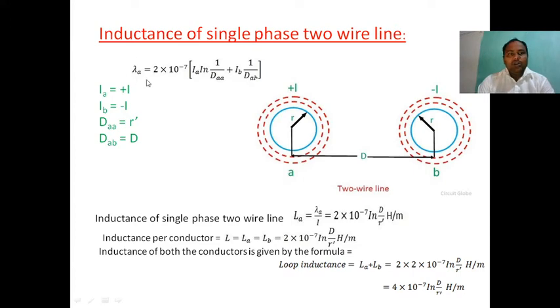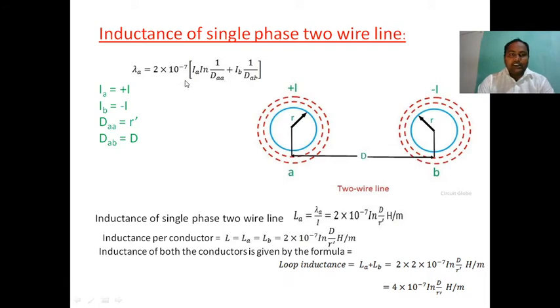Already we derived the flux linkage of conductor A. What we got in the previous session is 2 into 10 power minus 7 IA log 1 by DAA. So instead of r dash, I can rewrite it as DAA. DAA is equal to r dash, no problem. The flux linkage of the conductor is the internal flux linkage as well as the external flux linkage. Total flux linkage we get 2 into 10 power minus 7 IA log 1 by DAA. DAA stands for self GMD or r dash.